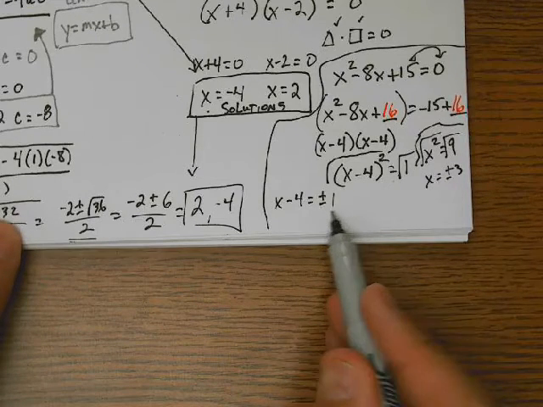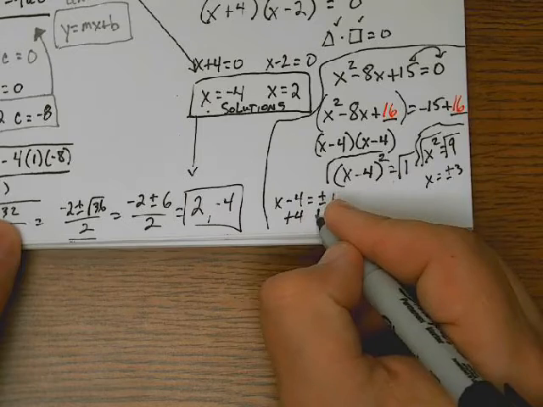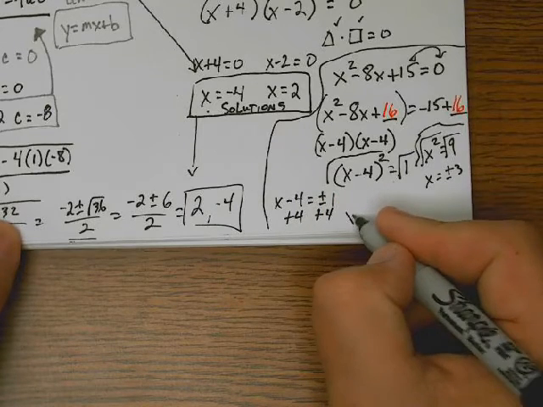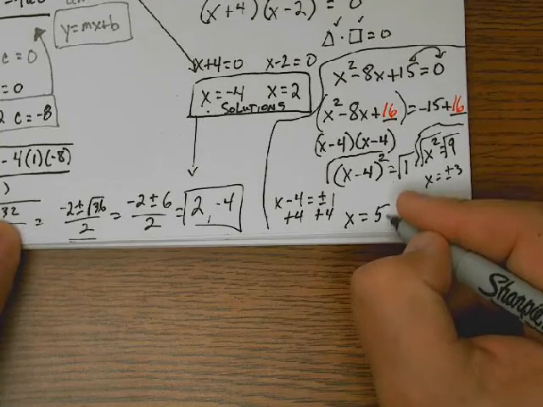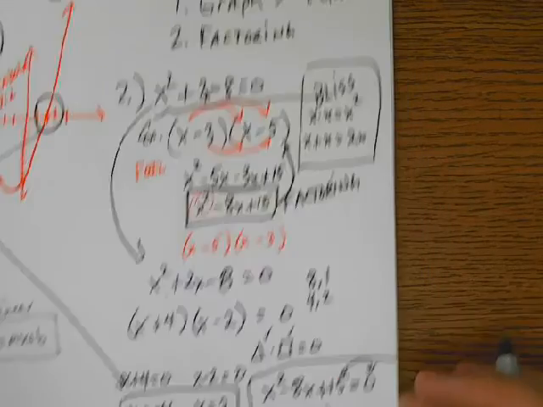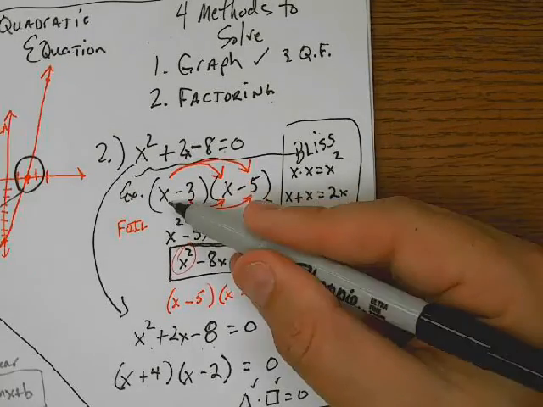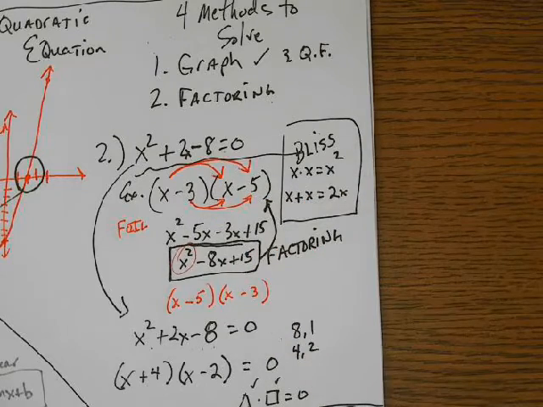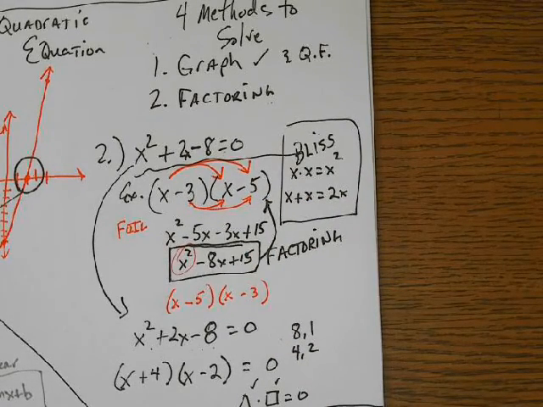Okay? Now I'm going to add 4 to both sides, and then I've got two solutions. I have 5 and I have 3. That should look familiar. Go back to our problem. 5 and 3. Okay? We good? Lydia, we good?